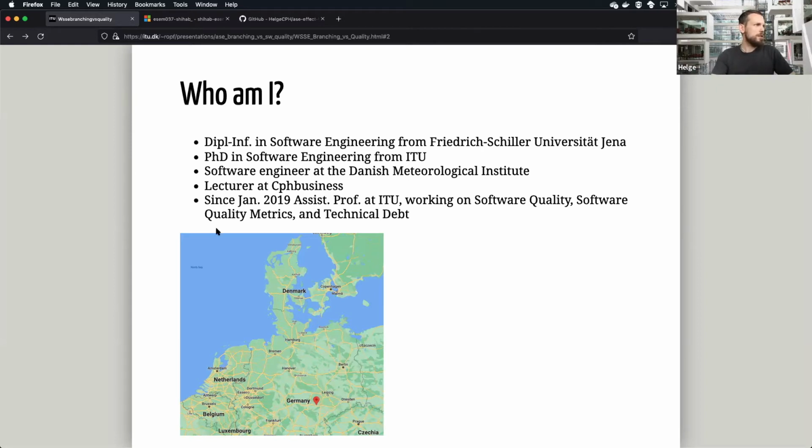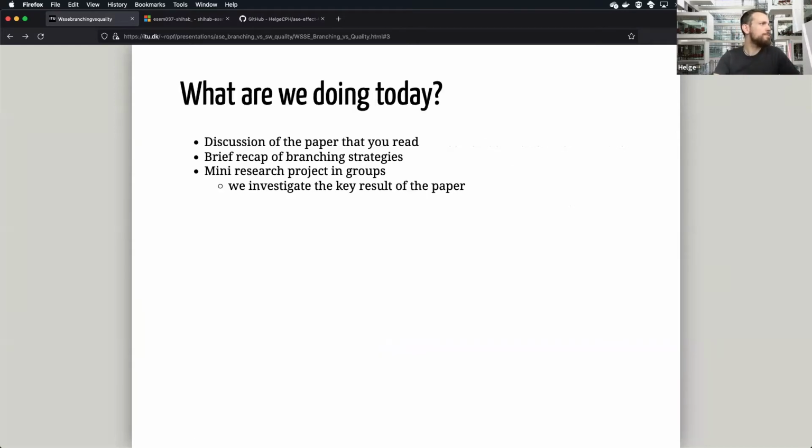After that, I worked as a lecturer for 2 years at CPH Business. And since 2019, I work as an assistant professor at IT University of Copenhagen. I work mainly on software quality metrics and technical debt, and I hope what I'm going to tell you overlaps with that.